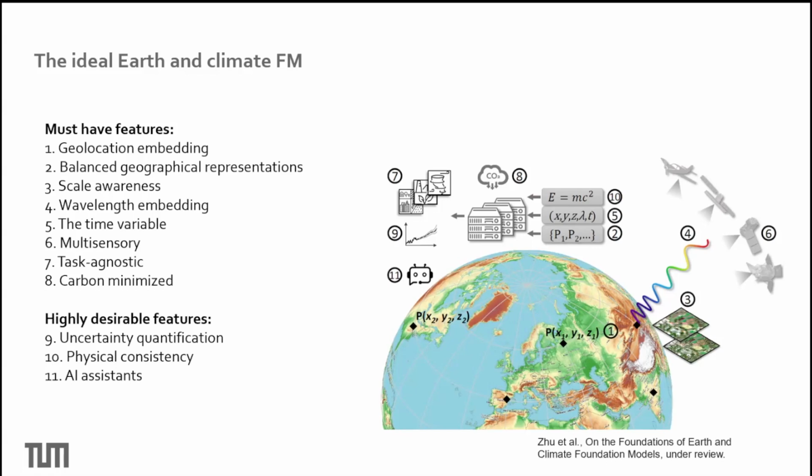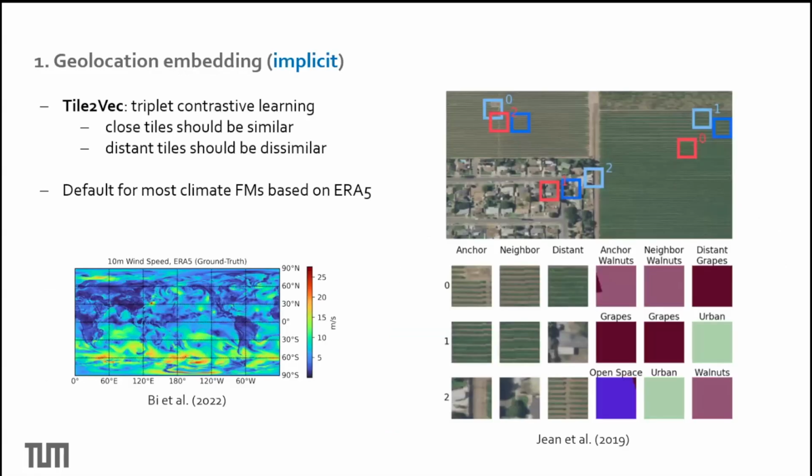Okay, so I will also talk about the highly desirable features later, but for each of these features, I would like to give some examples of existing models. If we talk about geolocation embedding, I put an example here, which is TaxaBind or similar. They have a triplet contrastive learning setup. This means close tiles should be similar, and distant tiles should be dissimilar. It's quite intuitive. In the climate domain, they are trained almost 90% on ERA5. They are by default having the geolocation embedded.